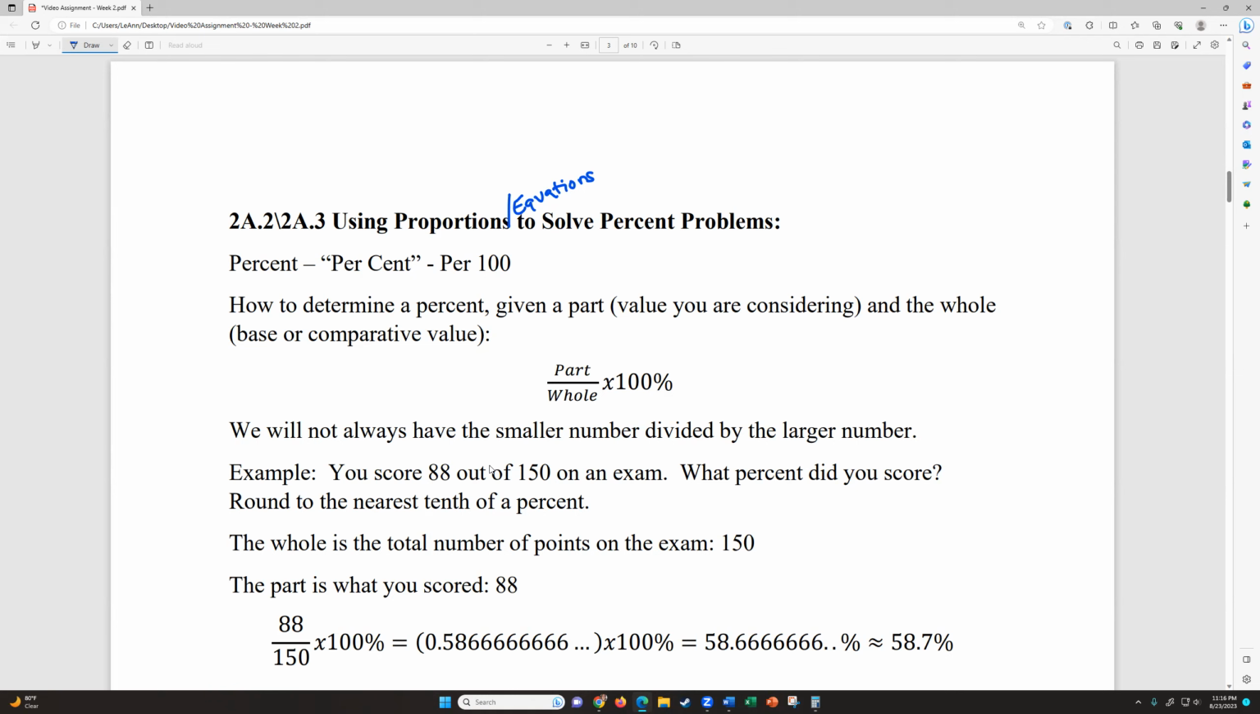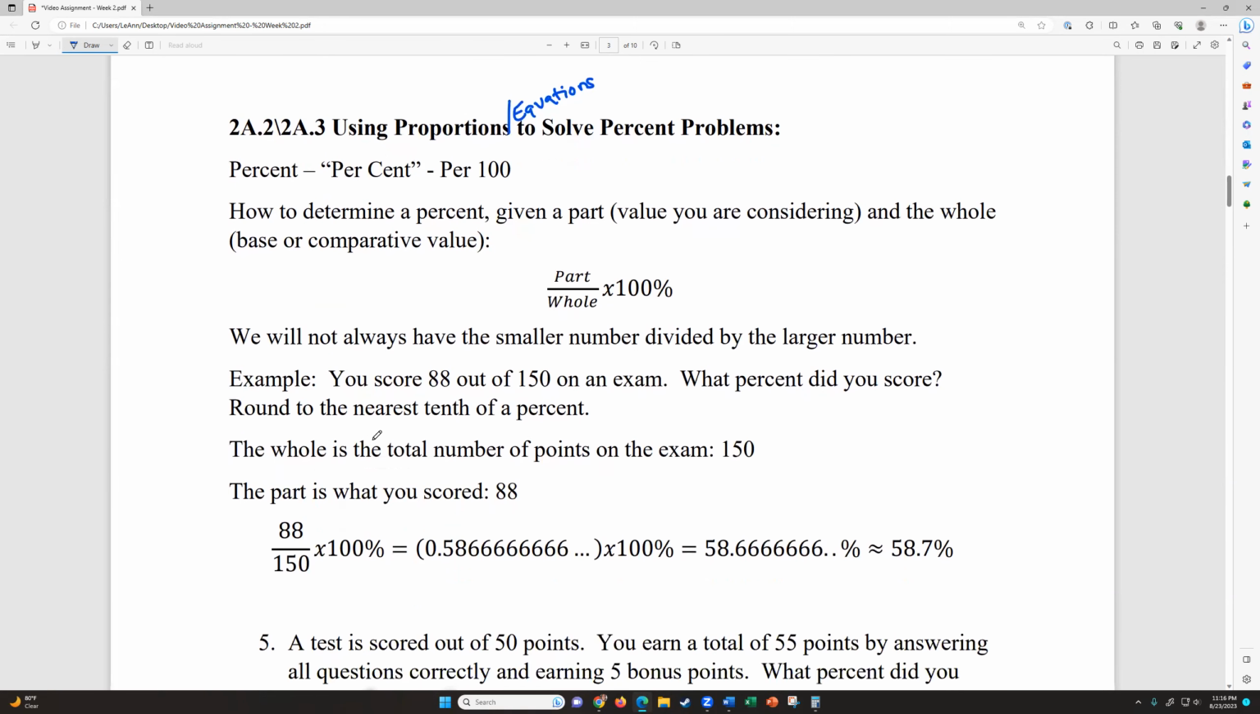So percent is per 100. How to determine a percent given a part, which is a value you're considering, and the whole, which is your base or comparative value, is we do the part divided by the whole times 100%, because this will give us a decimal and we change it to a percent. We will not always have the smaller number divided by the larger number. It depends on what you have. So I'll show you an example of both ways. One where the bottom is the larger value and one where the bottom is actually the smaller value.